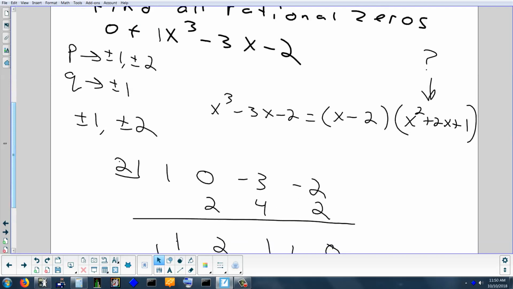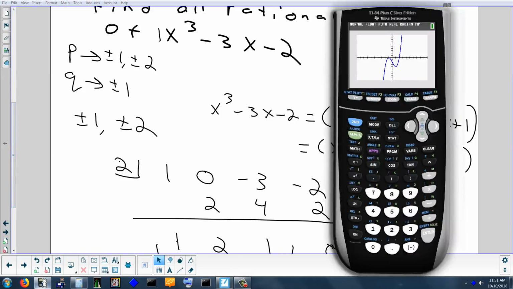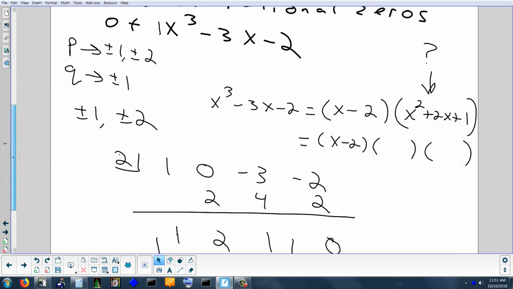And that does factor nicely. You don't need the quadratic formula to solve it. You can use the quadratic formula, but does anyone see how x squared plus 2x plus 1 factors? It is going to be two of the same factor, confirming what we thought, because it goes up and bounces away from the axis.